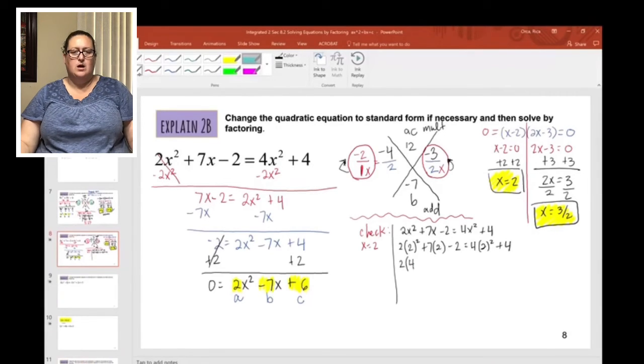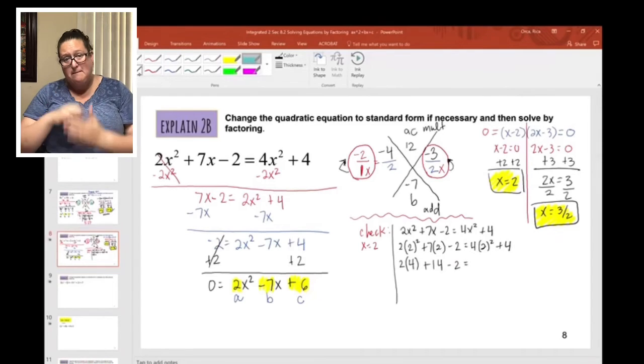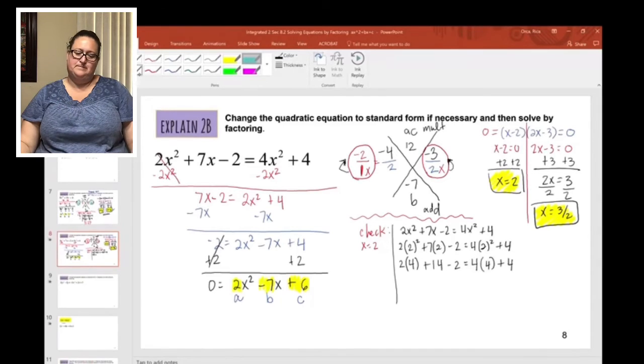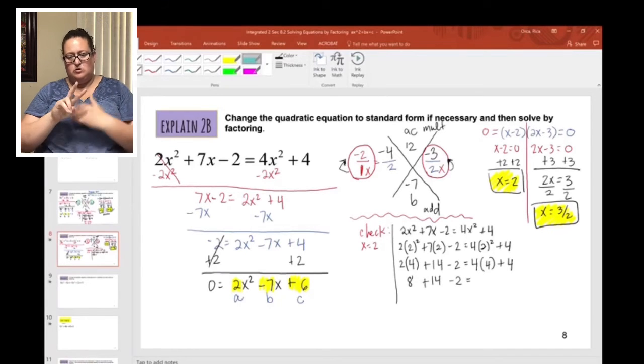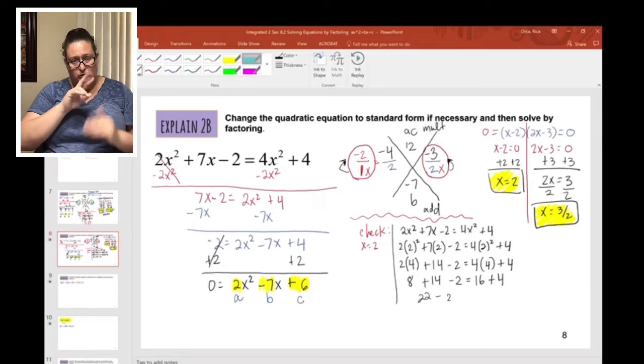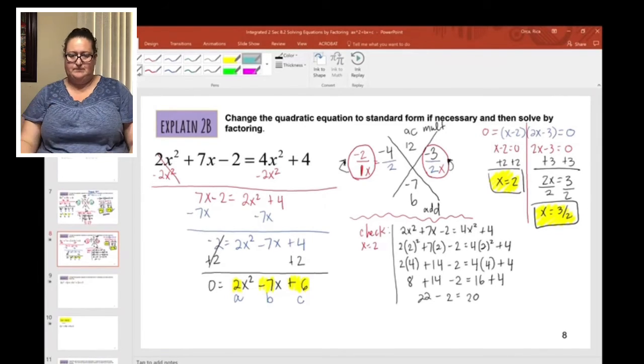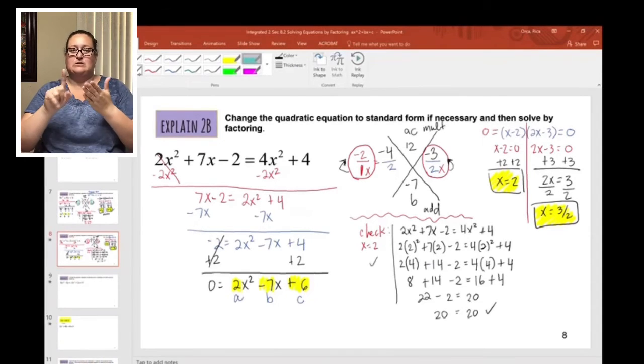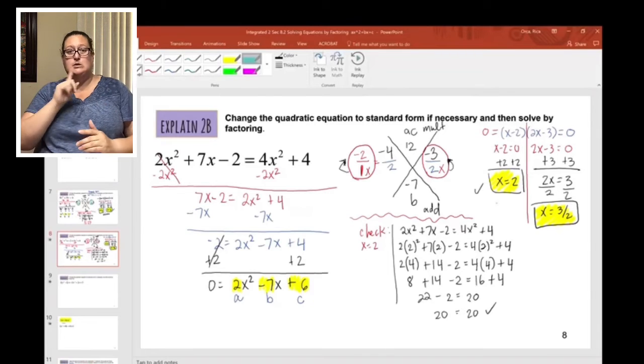That's 2 times 4 plus 7 times 2 is 14 minus 2, which equals 4 times 2 squared is 4. 2 times 4 is 8 plus 14 minus 2 equals 4 times 4 is 16 plus 4. 8 plus 14 is 22 minus 2 equals 16 plus 4 is 20. 22 minus 2 is 20, and 20 equals 20. So it checks. X equals 2 is a solution.